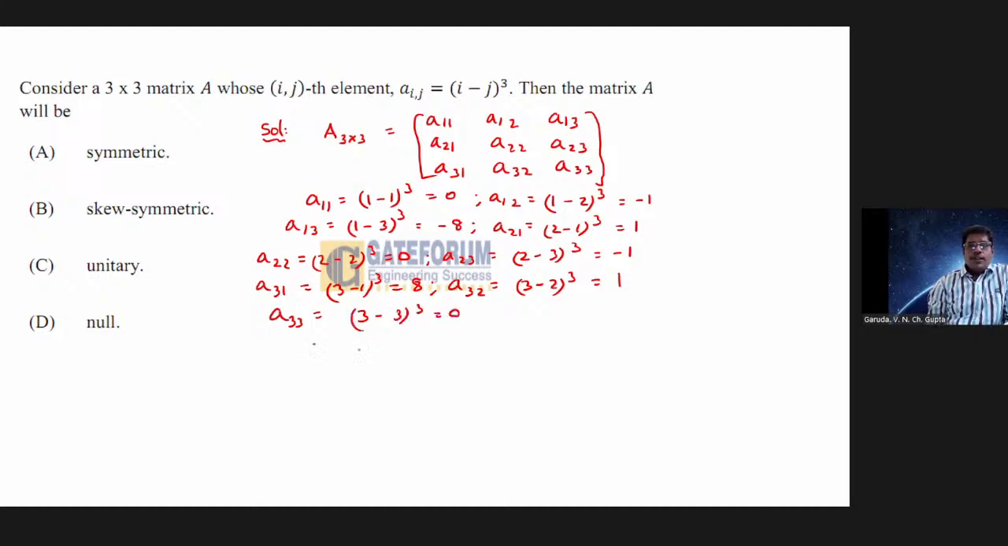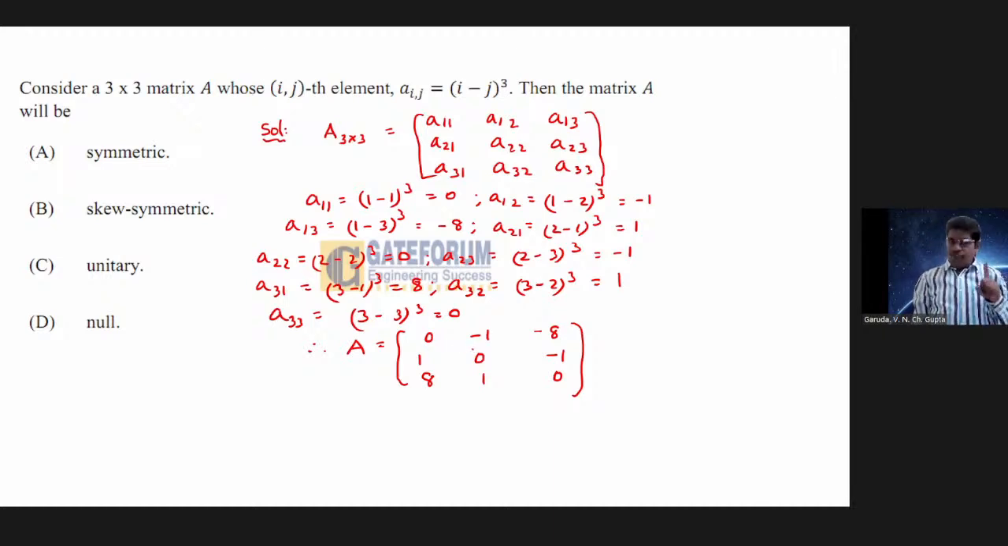So finally, substituting all the above, A will be: 0, minus 1, minus 8; 1, 0, minus 1; and this is plus 8, plus 1, 0. So all diagonal elements are 0. That is the first necessary condition for a skew symmetric matrix. Am I correct or not?